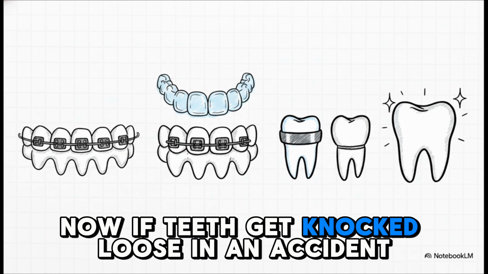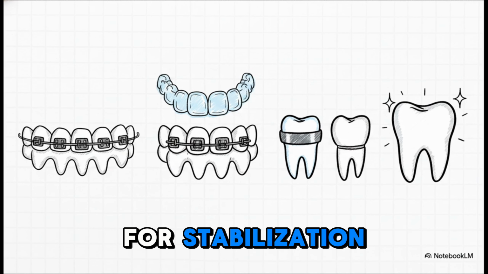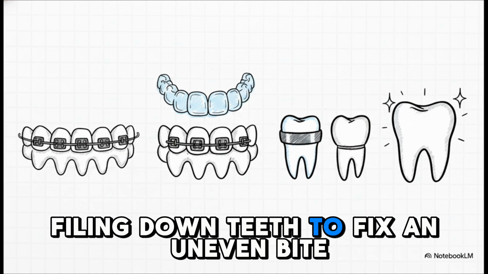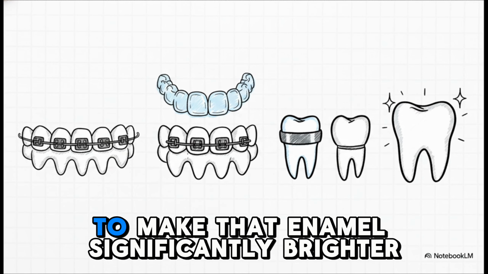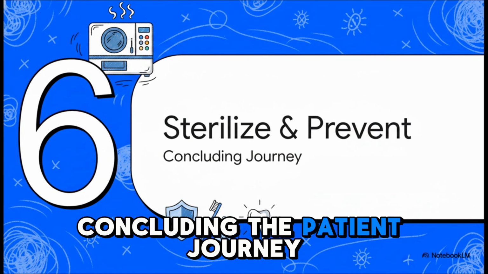Now, if teeth get knocked loose in an accident, we use tooth splinting to tie them together for stabilization. We can also perform an occlusal adjustment, filing down teeth to fix an uneven bite, and for pure aesthetics, teeth whitening or bleaching to make that enamel significantly brighter. Part 6. Sterilization and prevention, concluding the patient journey.